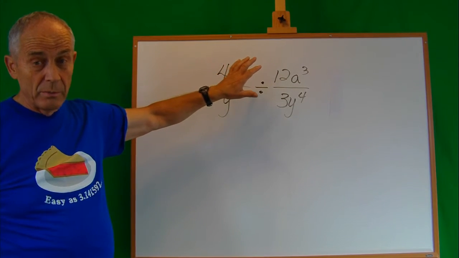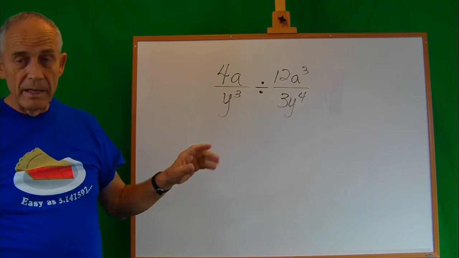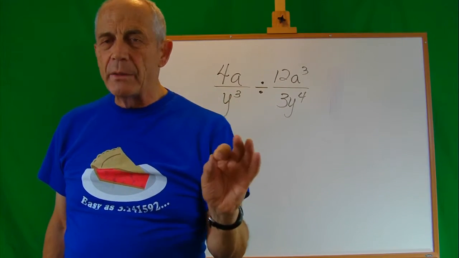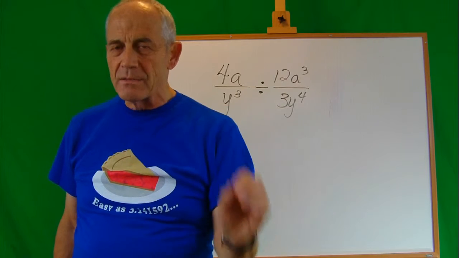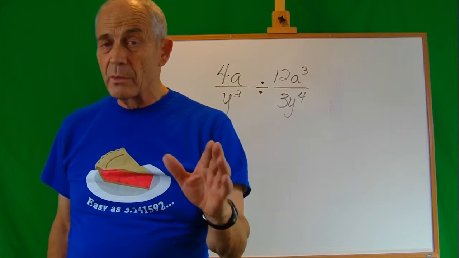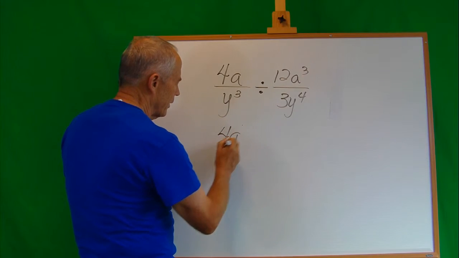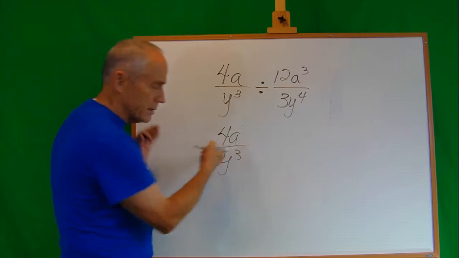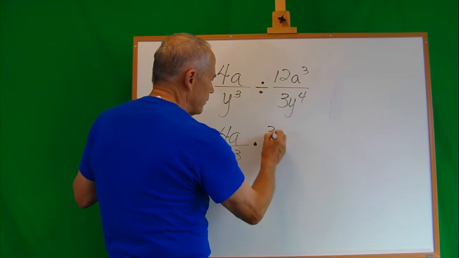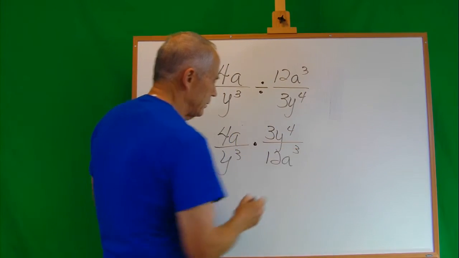first of all, we've got to change it to a multiplication problem, so let's do that first. We don't divide, we multiply by the inverse. And make sure you remember, we don't do any reducing until it's multiplication. We only reduce when we're multiplying. So let's take care of that first. That's going to give me 4a over y cubed. This is not the one we flip, it's the other one. That's going to be multiplied by 3y to the 4th over 12a cubed.